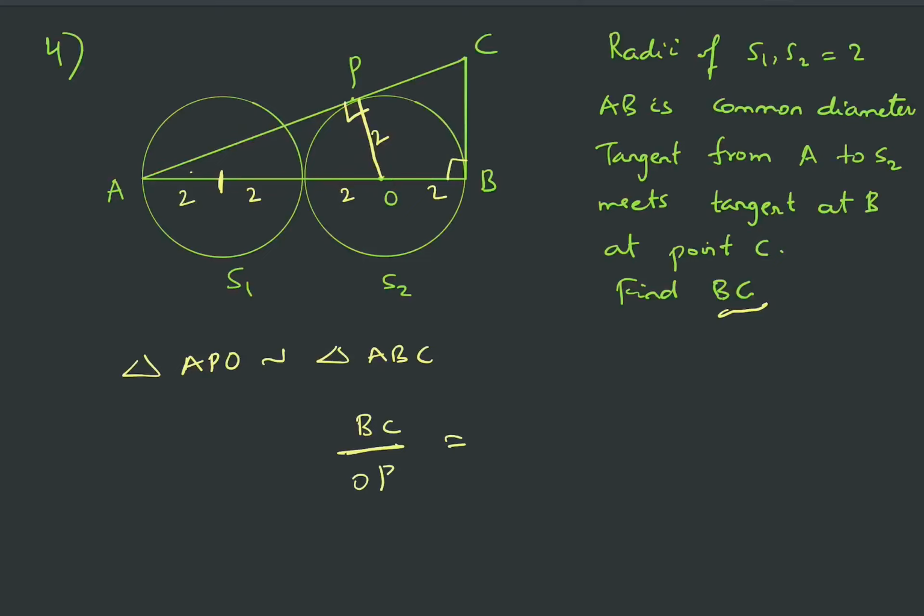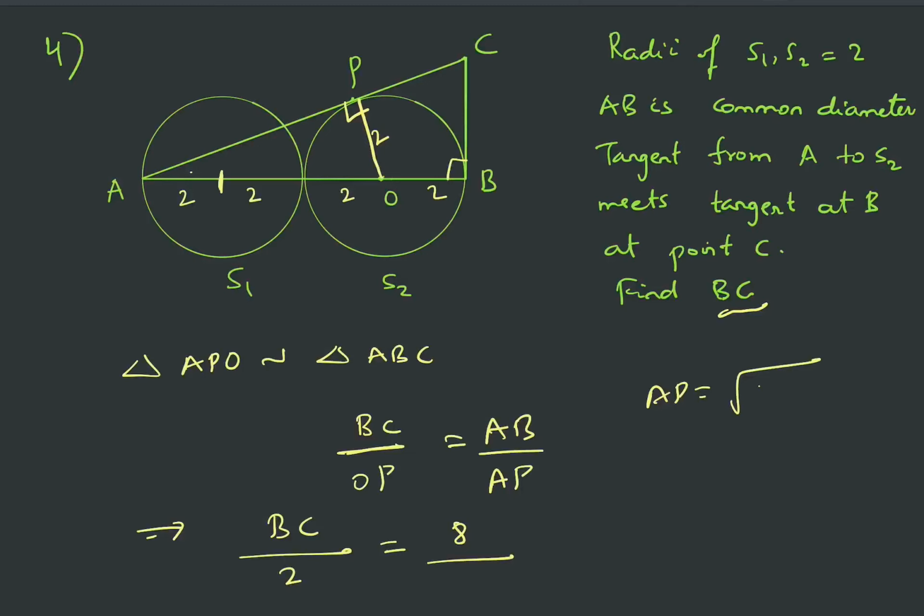This is equal to, let us use the side which is opposite to angle C, because this is well known. So this is equal to AB over the side which is opposite to angle C, which is AP. So BC, which is required, by OP, which is 2, AB is 8, and AP. So by Pythagoras theorem I can say that AP is nothing but square root of AO square minus OP square, which is 6 square minus 2 square, 36 minus 4, which is 32. So it is 4 root 2.